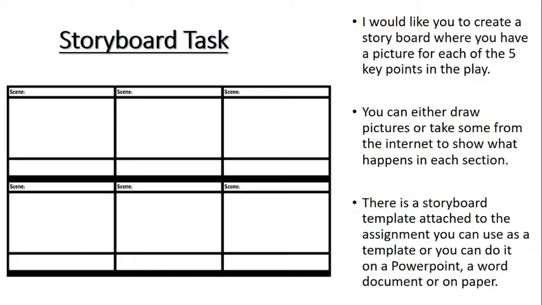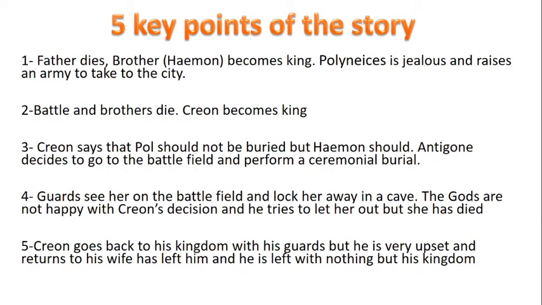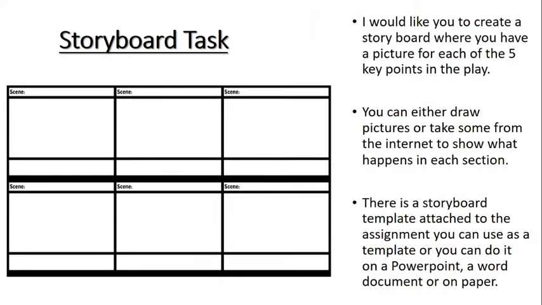So anything like that. And you have to do that for each of the 5 key points of the story. So you can either draw pictures or take some from the internet to show what happens in each section. It is completely up to you. Now there is a storyboard template attached to the assignment that you could use as a template, or you can do it on a PowerPoint.